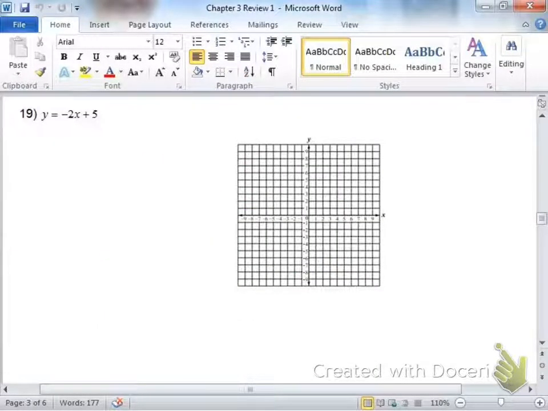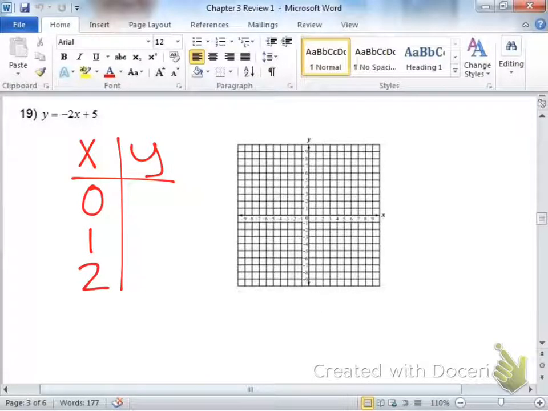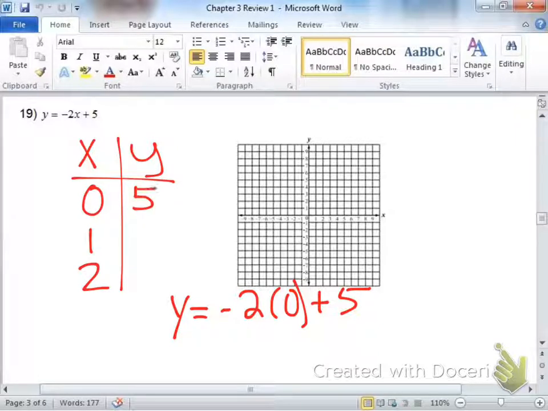So 19, the math is getting a little more complicated, but it's the same process. X and Y, 0, 1, 2. Now you just have to multiply the X and add. So we'll have Y equals -2 times 0 plus 5. -2 times 0 is 0, and 0 plus 5 is 5. We'll do it again. -2 times 1 plus 5. -2 times 1 is -2, and -2 plus 5 is 3.